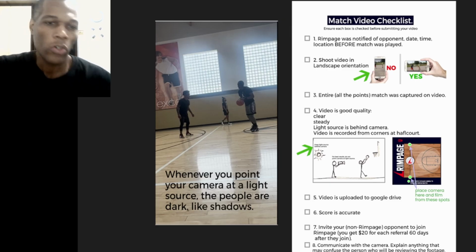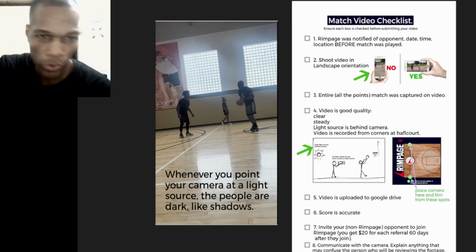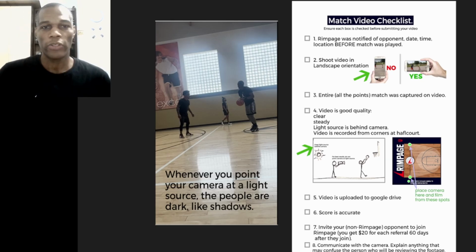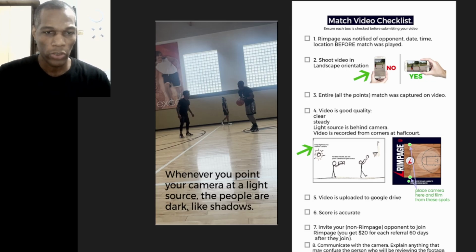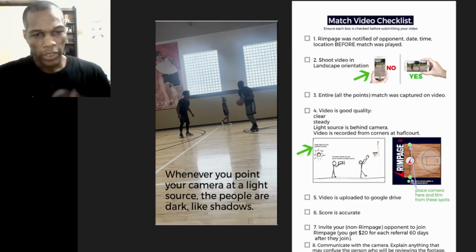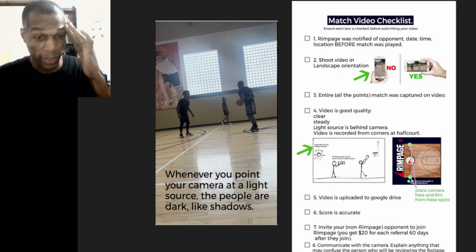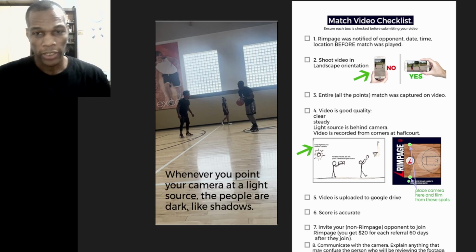You want great video quality because you want fans to enjoy watching your videos. This is all a part of your brand. So what this person should have done was taken that camera to the other side of the court, where you see that guy walking on the far end. The camera should have been placed somewhere over there, so the light coming through that window is in back of the camera, shining on the players, and then I guarantee you those players will be shown in full color as opposed to being shown in silhouette there. Whenever you point your camera at a light source, the people are dark like shadows.